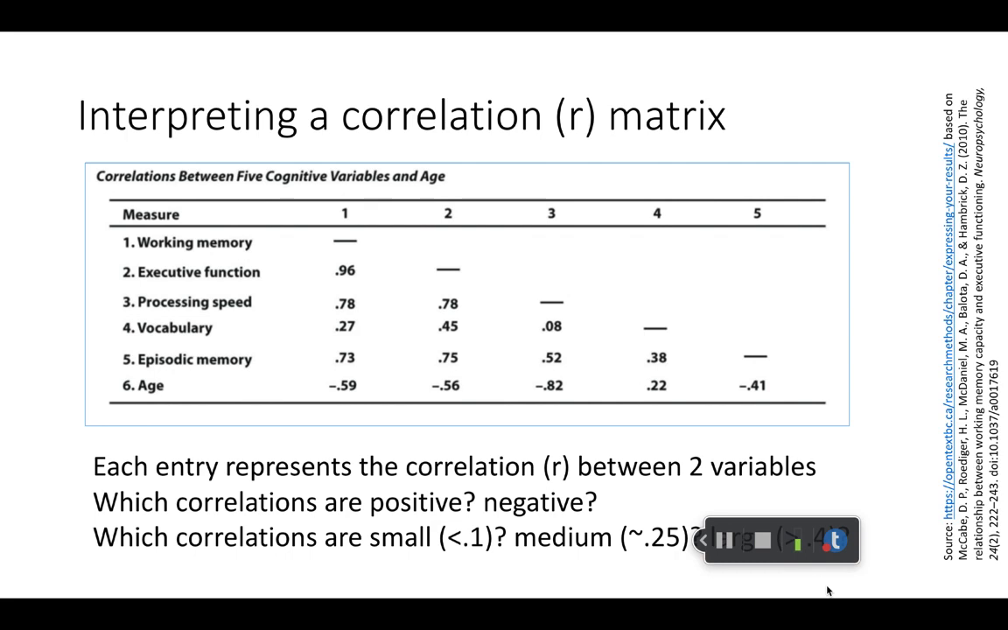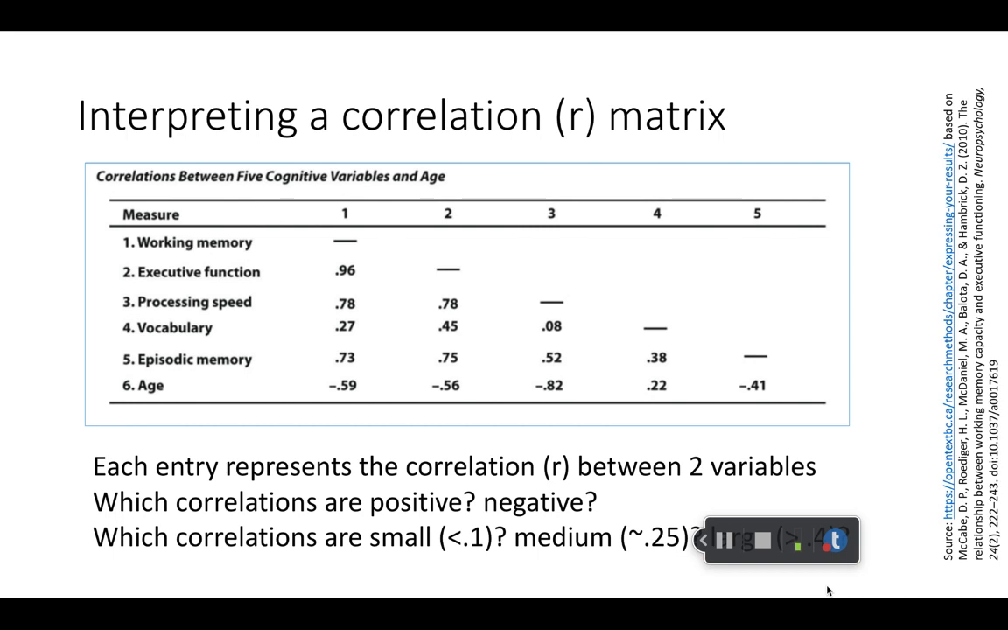We also can produce correlations in matrices showing pairwise relationships between multiple variables. So here, each entry in this correlation matrix is a correlation coefficient, and it represents the relationship or correlation between two variables in the grid. So in column 1, the first number that you see at the top, 0.96, represents the correlation between variable 1, which is working memory, and variable 2, which is executive function. These two variables are very highly correlated.